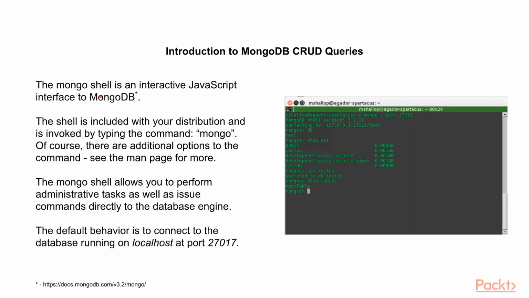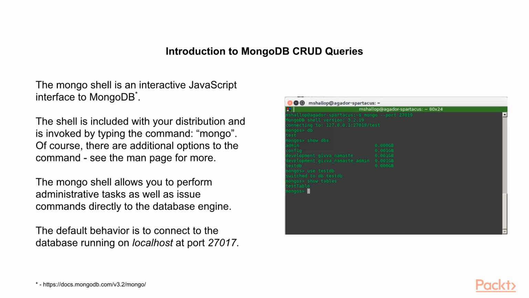Now, the Mongo shell is basically an interactive JavaScript interface to the Mongo database itself. It's included with the distribution, it's free, and when you invoke it, you can just simply type mongo at the command line in your bash shell, and you'll be moved from the bash shell into the Mongo shell. By default, when you type in the word mongo at the command line, what you're really doing is telling Mongo I want to connect to my localhost Mongo instance running at the default port of 27017.